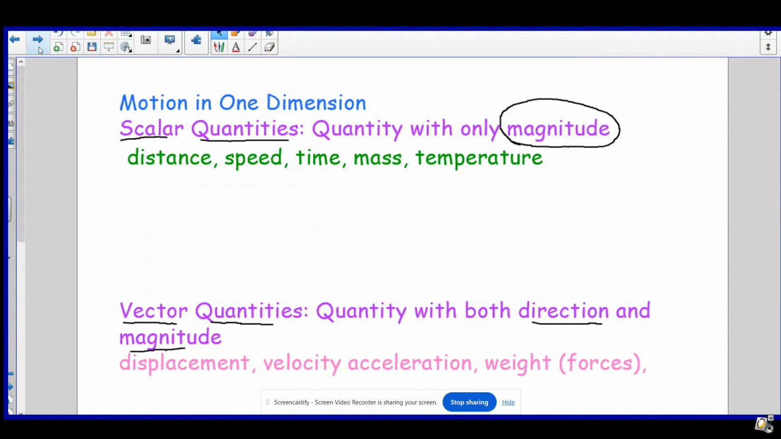And our other category is vector quantities. Vector quantities have both direction and magnitude. So things like displacement, velocity, acceleration, and weight or forces are vectors. So the direction is going to be important when we deal with vector quantities.